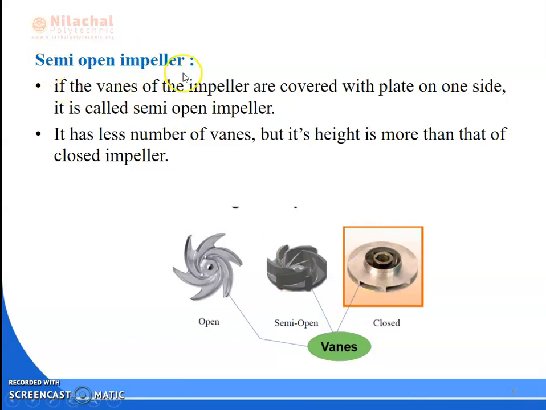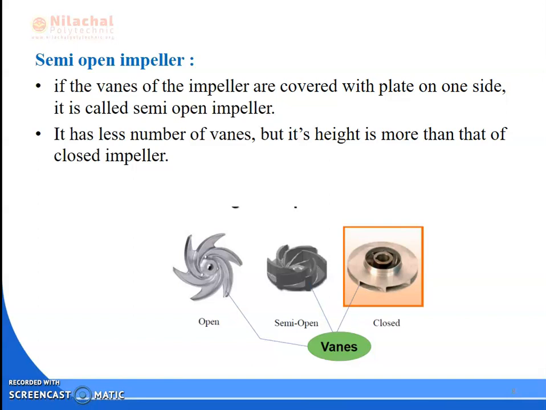Then we will discuss the semi-open impeller. What is a semi-open impeller? If the vanes of the impeller are covered with a plate on one side, it is called a semi-open impeller. That was discussed before also. It has fewer vanes, but its height is more than that of the closed impeller.